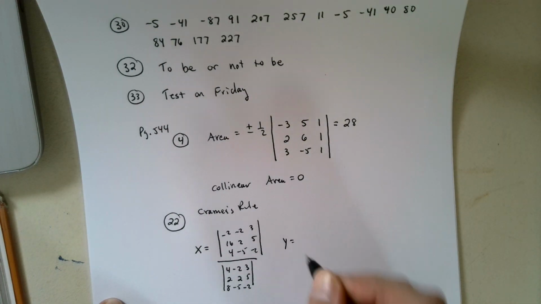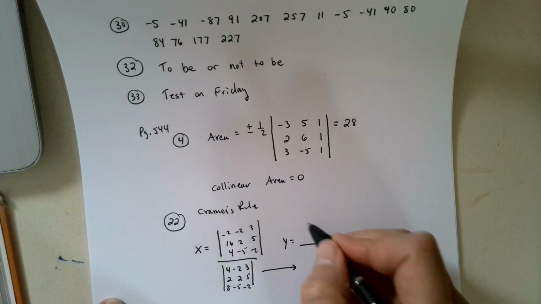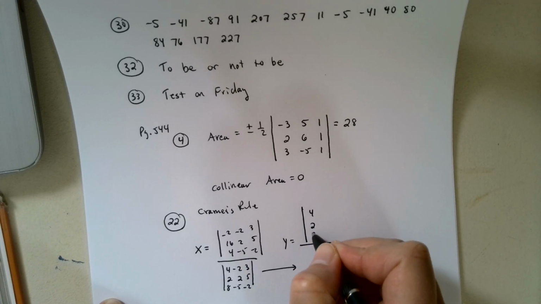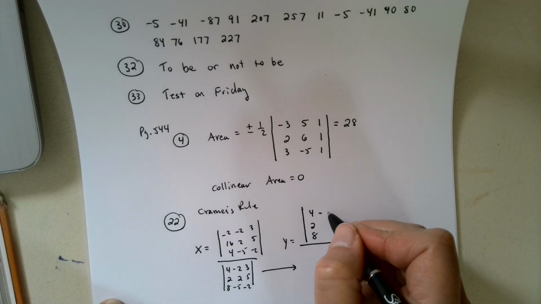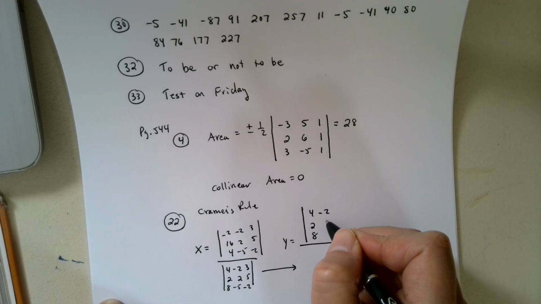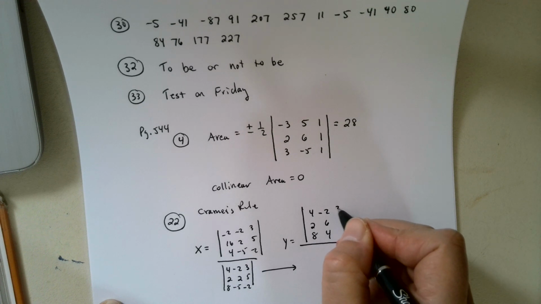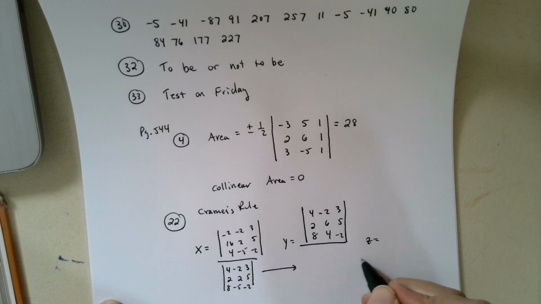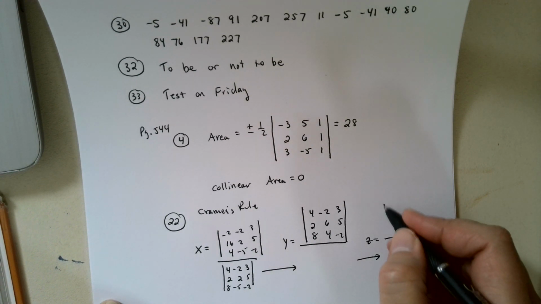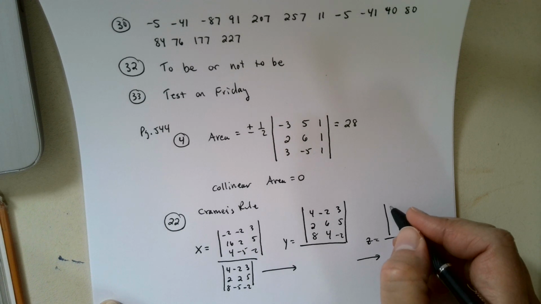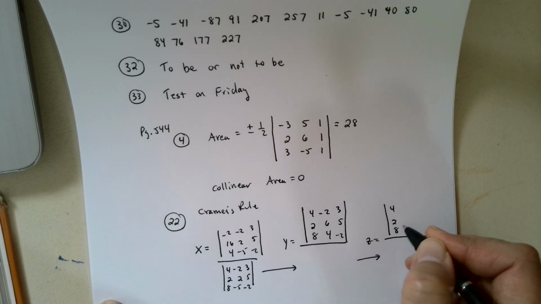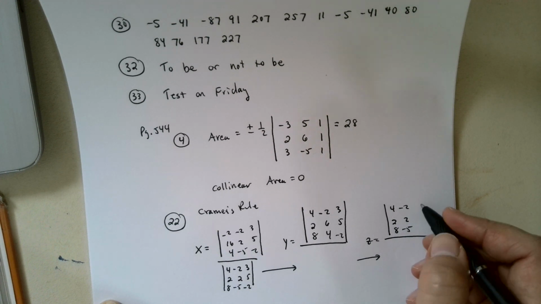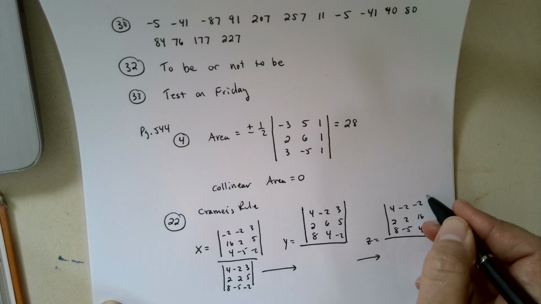For your y equals, you would use the same denominator, but in the numerator, you should have your a's, 4, 2, 8. In place of the b's, put -2, 6, and 4, and then you should have your c's, 3, 5, -2. And for your z, you're going to have the same denominator as x and y, but in the numerator, you're going to have 4, 2, 8, -2, 2, -5, and -2, 16, and 4.